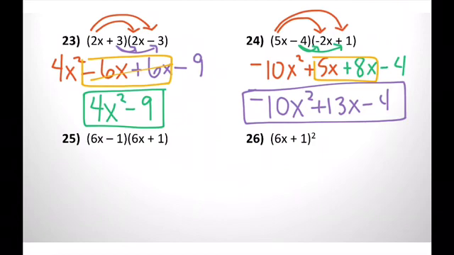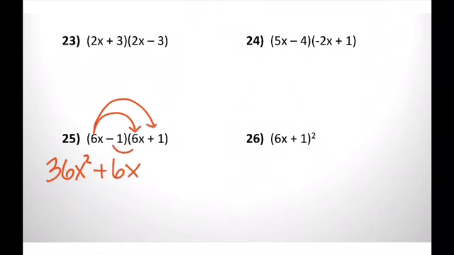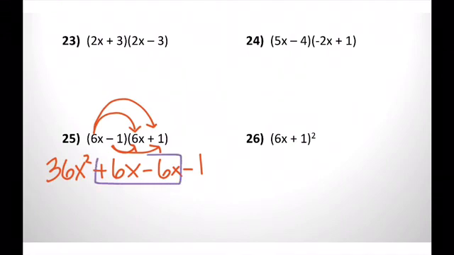Okay, number 25. 6x times 6x. 6 times 6 is 36. X times x is x to the second. 6x times 1. Negative 1 times 6x. And negative 1 times 1. Look for your like terms. Hey, we've got stuff canceling out in the middle. 6, take away 6. Gone. So I'm left with 36x squared minus 1.